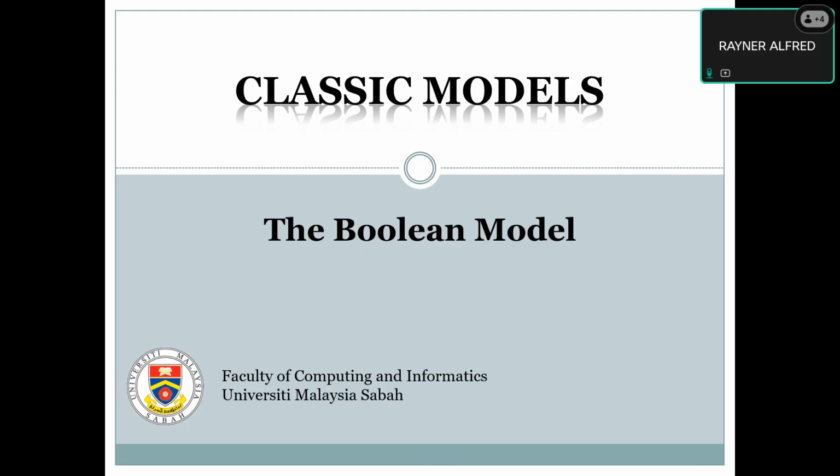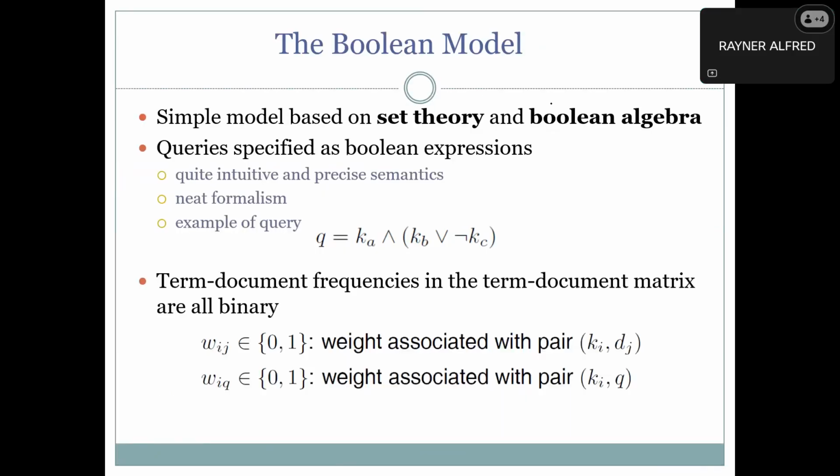So the Boolean model is a very simple model based on set theory or Boolean algebra. Boolean algebra means that we use true, false, and we use this AND, this is the OR, and this is the negation, which is the complement of this symbol.